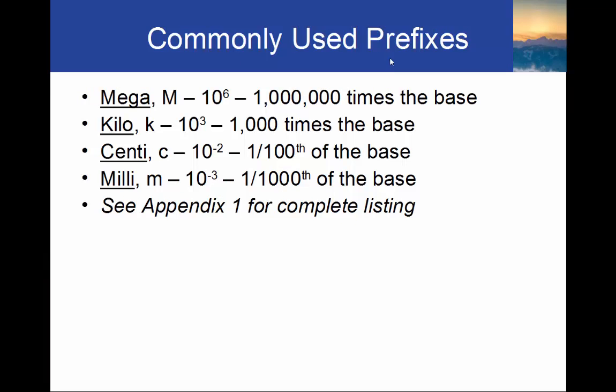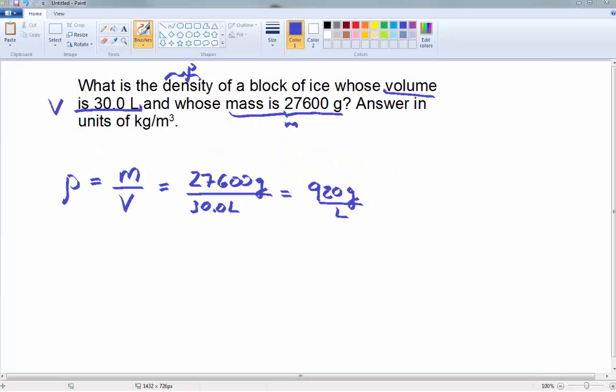First of all, in our notes, we have this list of commonly used prefixes. And if you open your book up and go to Appendix 1, there's a lot more prefixes. The one that we're interested in here is this one right here, kilo, which is 1,000 times the base. So 1 kilogram is 1,000 grams. So if we wanted to convert this into kilograms per liter, we would therefore take the grams and we would have 1.000 kilograms. It actually has infinitely many significant figures because it's an exact conversion. 1 kilogram per 1,000 grams.